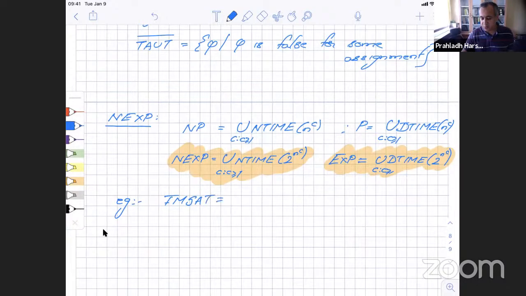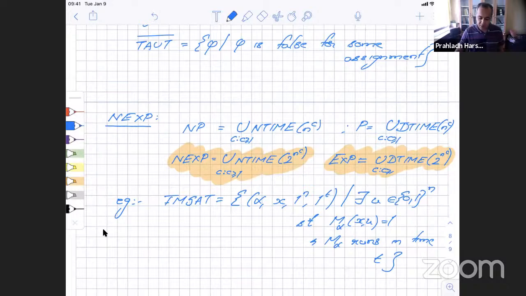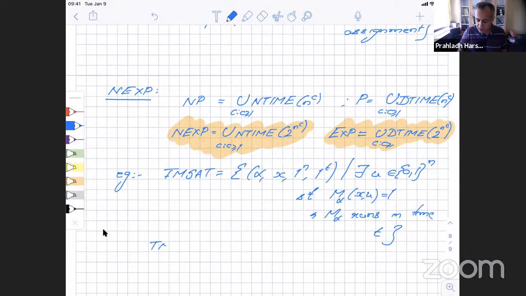You remember TM-SAT. What was TM-SAT? It was alpha, x, 1^n, 1^t, such that there exists a u of length n such that M_alpha(x, u) equals 1 and M_alpha runs in time t. And what did we show? In fact, we already observed that TM-SAT is in NP. It's not just in NP, it's an NP-complete problem.